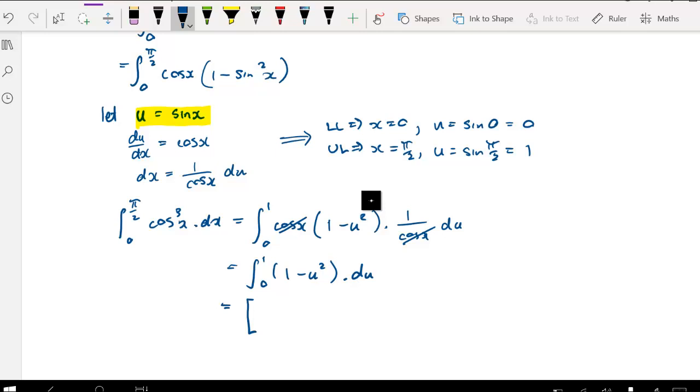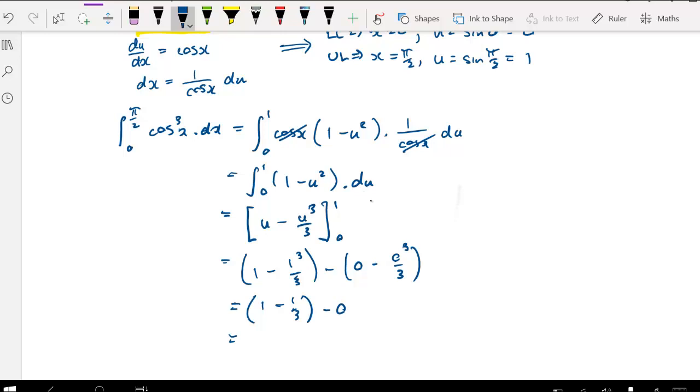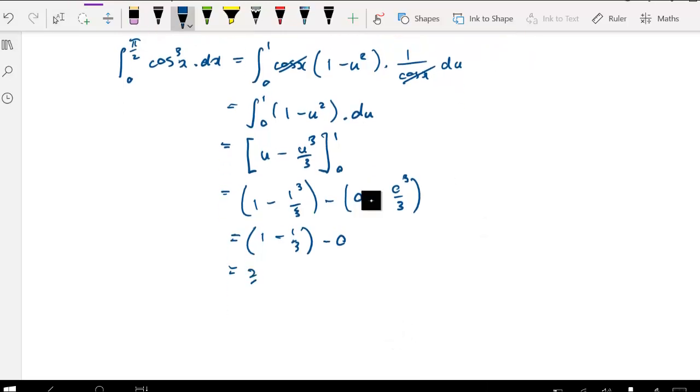So the integral here is nice and easy. We've got u take u cubed on 3 between 1 and 0. And when we apply that fundamental theorem of calculus, we've got 1 take 1 cubed on 3 subtract 0 take 0 cubed on 3, which we know is 0. So we have 1 take 1/3 take 0, and we're left with 2/3 units squared.